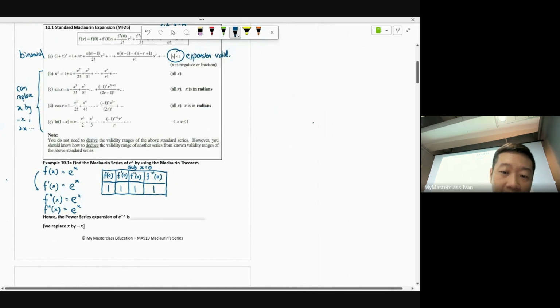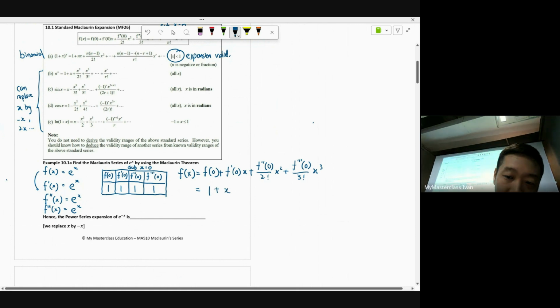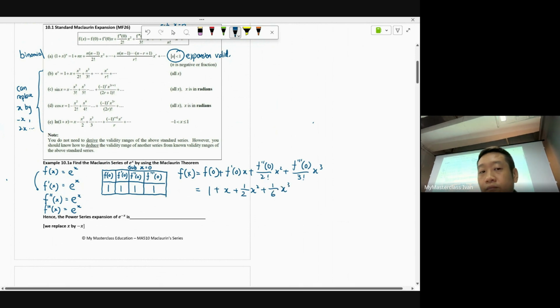Okay? So Maclaurin theorem says that f(x) is equals to f(0) plus f prime 0 x plus f double prime 0 over 2 factorial x squared plus f triple prime 0 over 3 factorial x cubed. All you need to do is to put all your values inside. 1 plus 1x plus 1 over 2 factorial x squared plus 1 over 3 factorial, 1 over 6 x cubed. What is f(x)? f(x) is e power x, right? Yeah, so this is why we write.